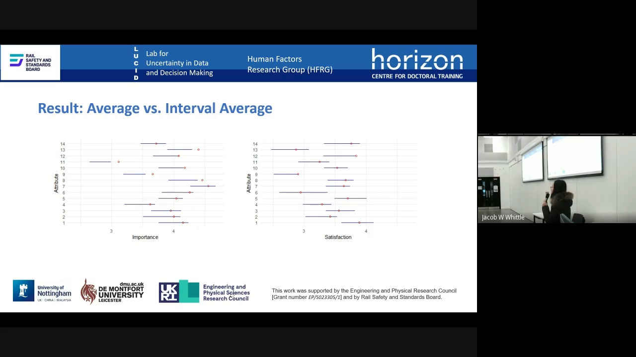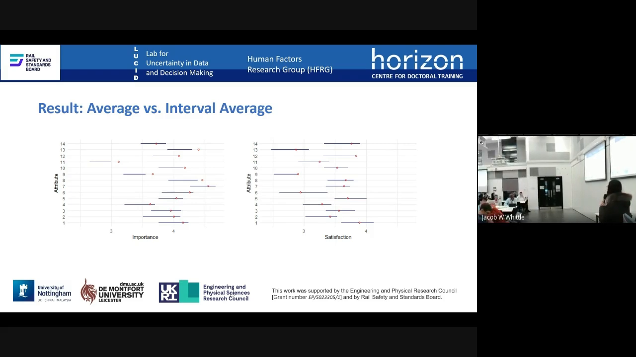We also applied the average and interval average to get the overall summary of all these attributes in terms of the importance and the satisfaction. What we found really interesting is that for importance, especially compared to satisfaction, the data are very heavily skewed. The red circles that you can see are from the single value data, while the blue lines are from the interval data. For importance, we find that people tend to overrate the importance of different attributes when they are only allowed to use single point data.